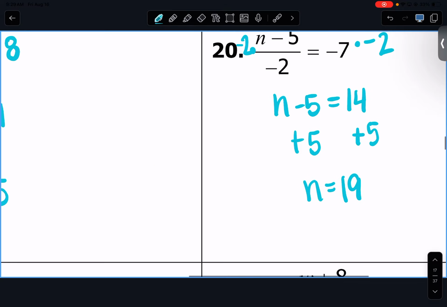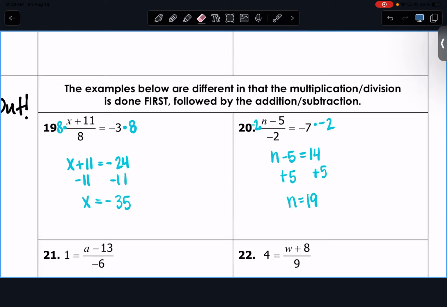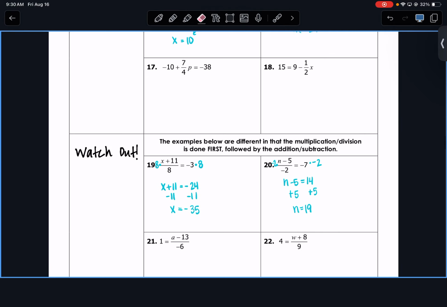So do we have questions on problems like 19 and 20? Are we good? All right, I want y'all to take a minute or two and finish the last 4 on this page. We didn't do 17, 18, or 21 and 22. So I want y'all to take a second and work on those.